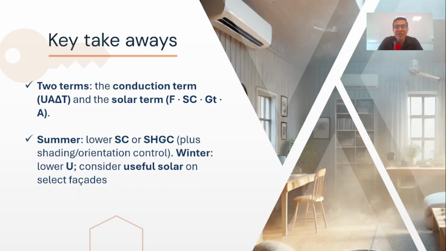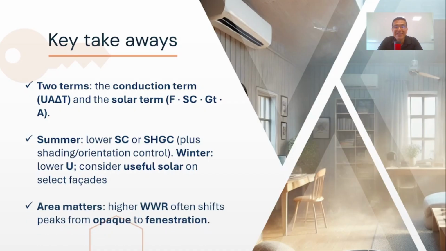Second, you know when to prioritize one term over the other. In summer, especially on sun-exposed facades, the solar term almost always dominates the peak heat gain. This means focusing on a lower SC or SHGC or even shading will have the biggest impact. In winter, the conduction term is usually the main driver because the temperature difference is so large, so your focus will be on a lower U value.